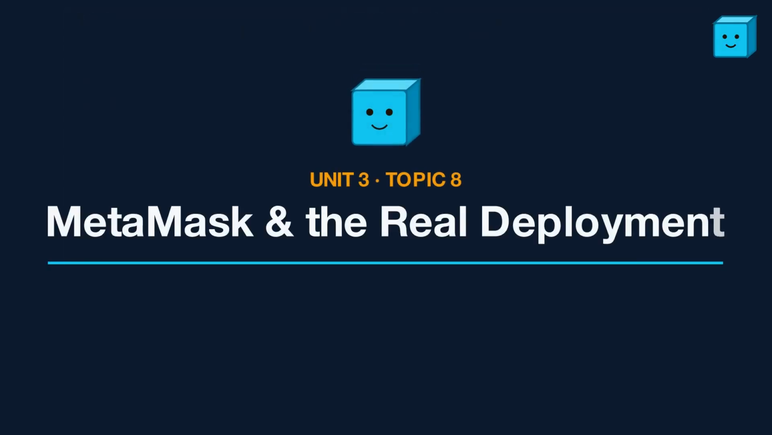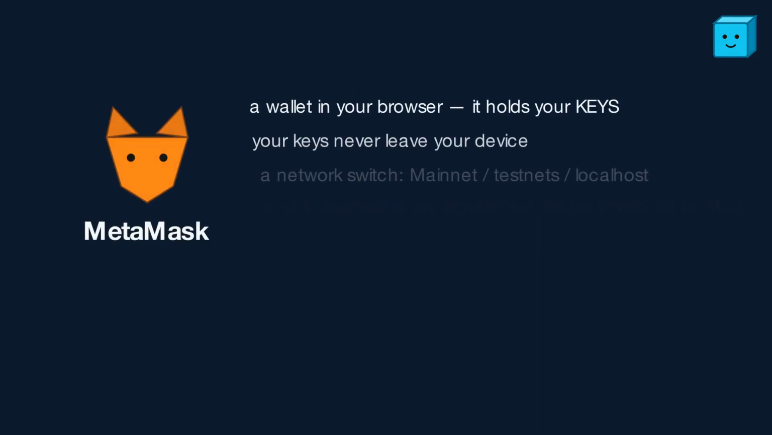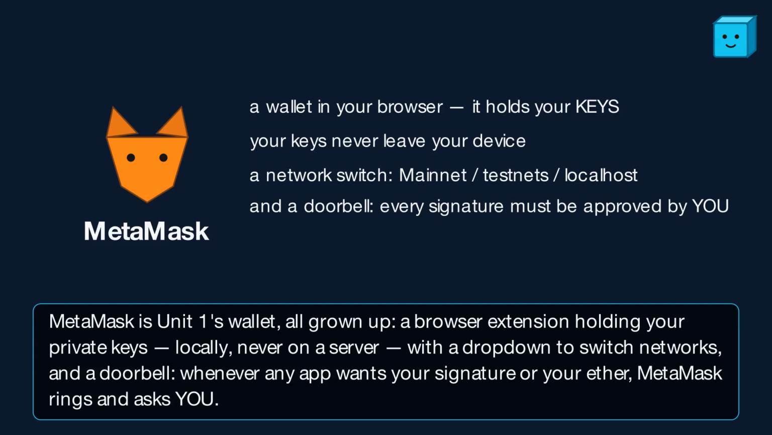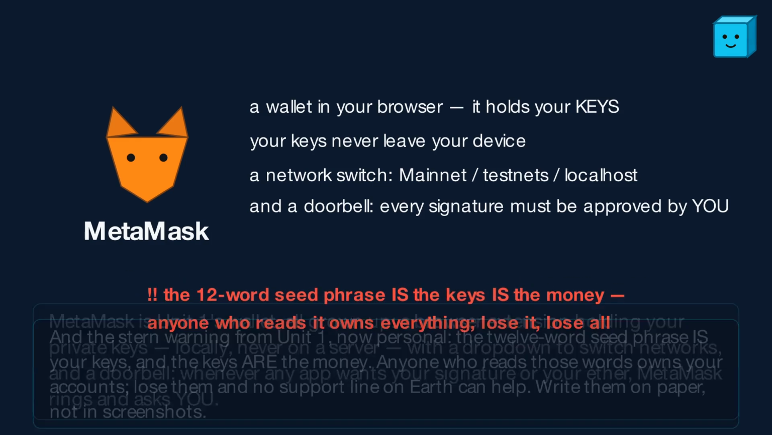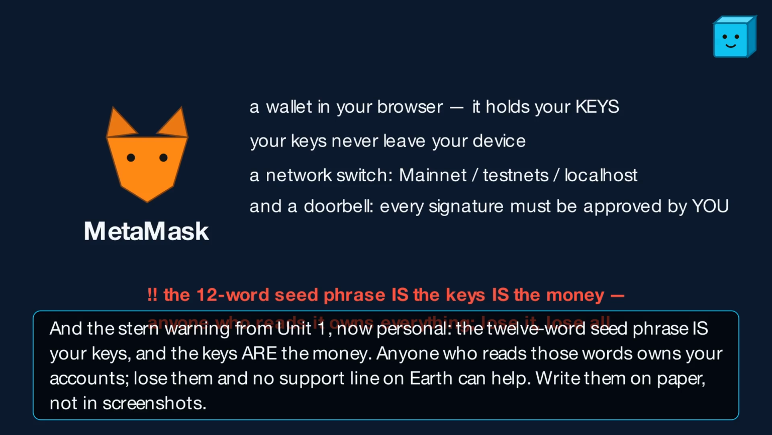Unit 3, Topic 8. MetaMask and the real deployment. MetaMask is Unit 1's wallet, all grown up: a browser extension holding your private keys, locally, never on a server, with a drop-down to switch networks, and a doorbell. Whenever any app wants your signature or your Ether, MetaMask rings and asks you. And the stern warning from Unit 1, now personal: the 12-word seed phrase is your keys, and the keys are the money. Anyone who reads those words owns your accounts. Lose them and no support line on earth can help. Write them on paper, not in screenshots.